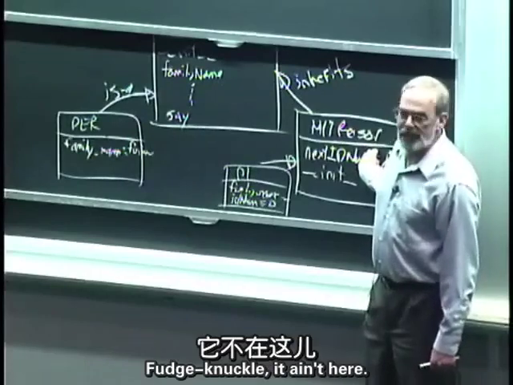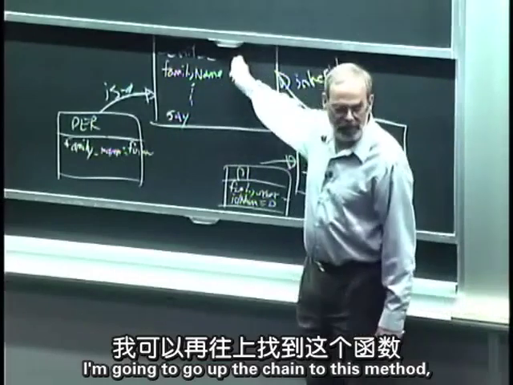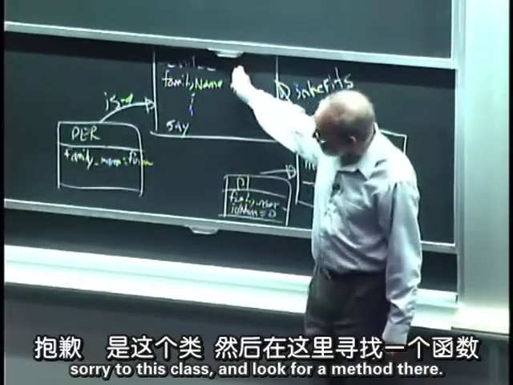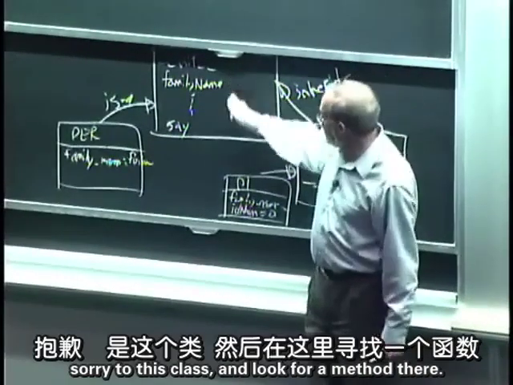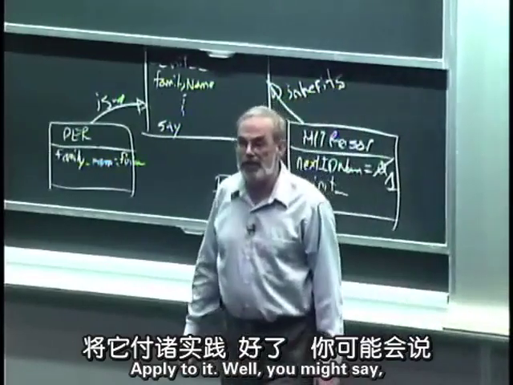It isn't here. Don't worry about it, because it says if I can't find one there, I'm going to go up the chain to this class, and look for a method there, which there was one. I have a say method. And it's going to use that say method to apply to it.